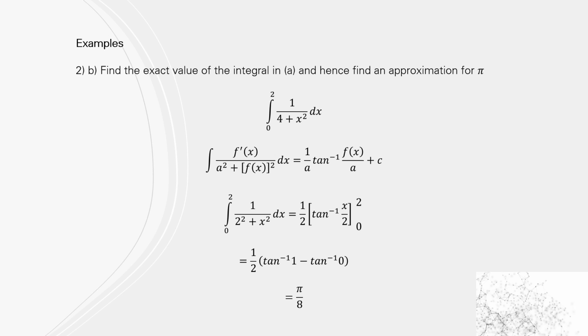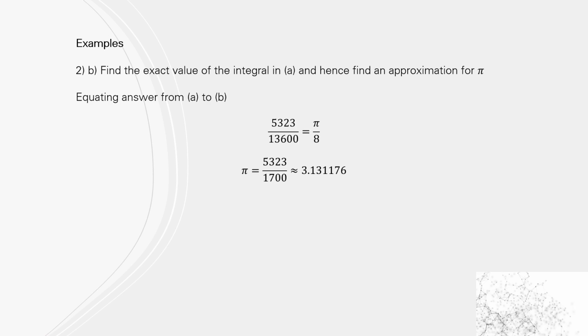Now tan minus 1 of 1, that's inverse tan of 1, which is pi on 4, times by the half out the front, that is pi on 8. So that's my solution. That's the exact area from 0 to 2 of 1 over 4 plus x squared. So if I now let part B equal to part A, let the 5,323 over 13,600 equal to pi on 8 and make pi the subject, so times by 8, I get 5323 over 1700 or approximately 3.131176. Thank you.